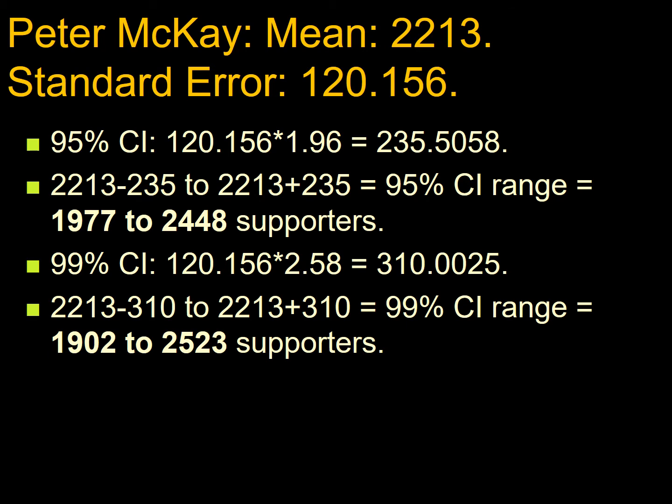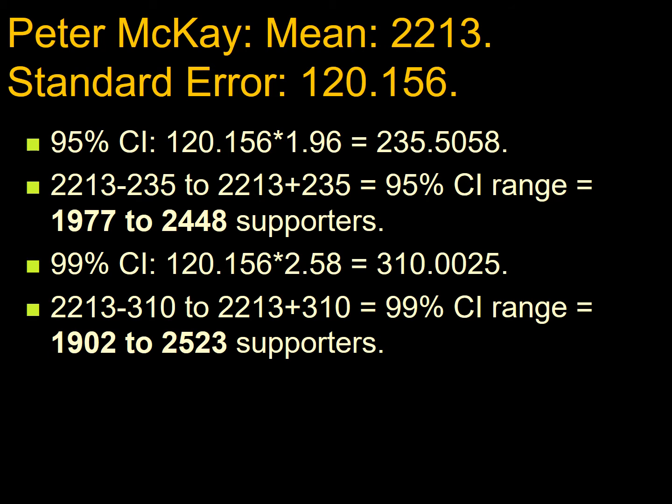So for Peter MacKay, we have a mean of 2213, which we calculated above, and the standard error we got from step 2 above, which is 120.156. So for the 95% confidence interval for Peter MacKay, it's 120.156 times 1.96, which is the value we got from the z-score table, is equal to 235. Now 2,213 minus 235 to 2,213 plus 235 gives us our 95% confidence interval, with a net set of supporters of 1,977 to 2,448.